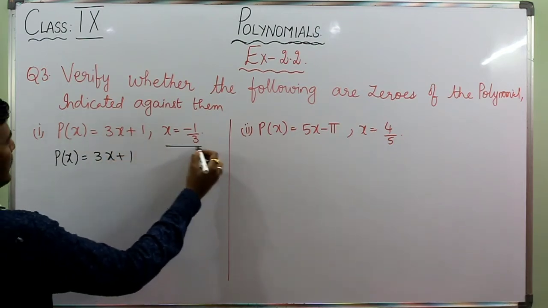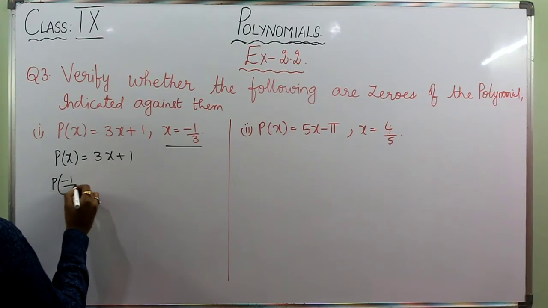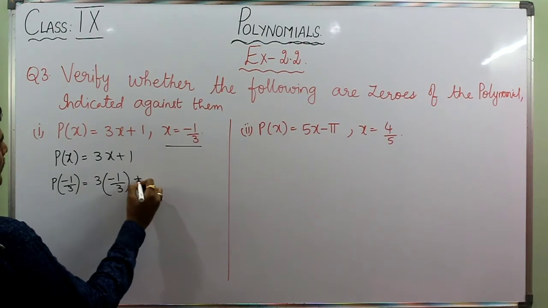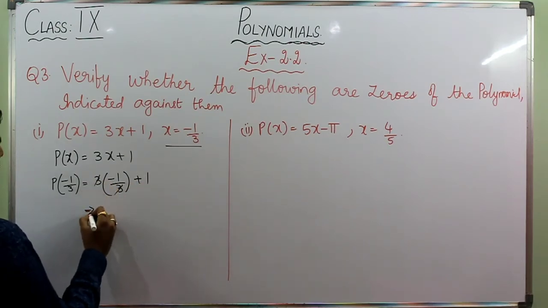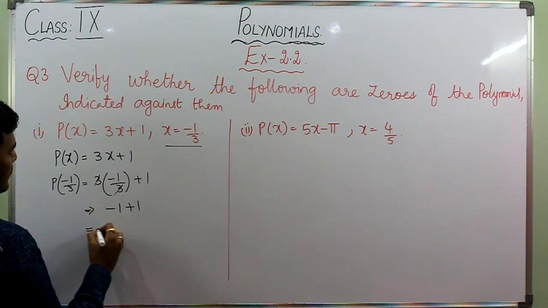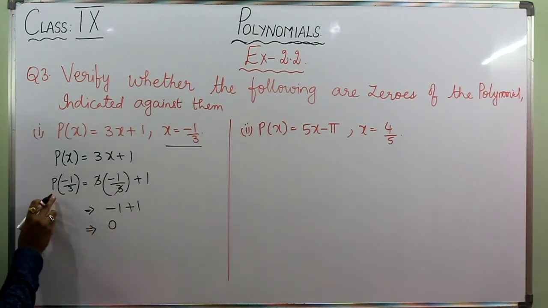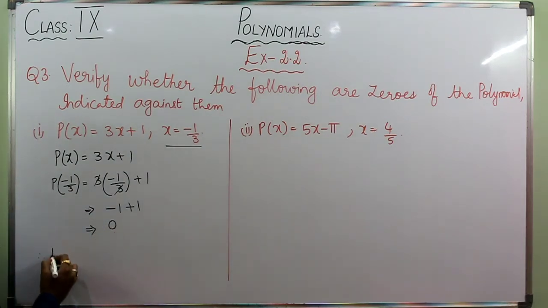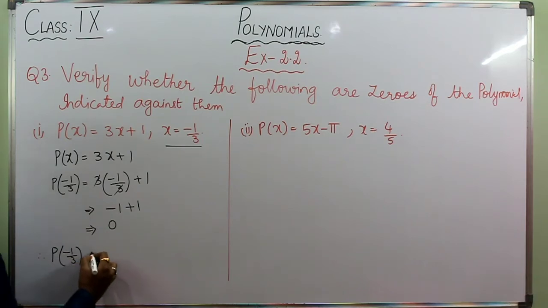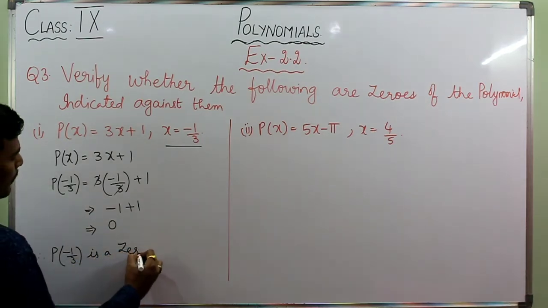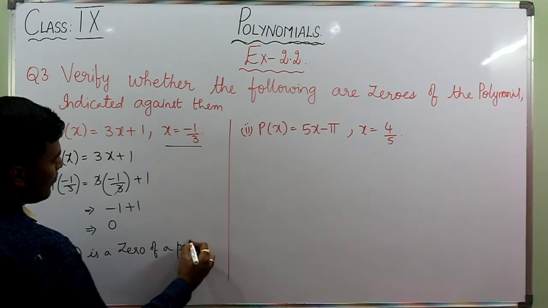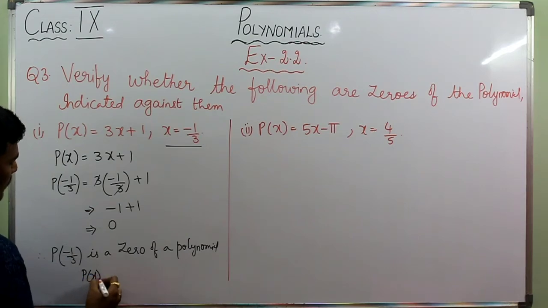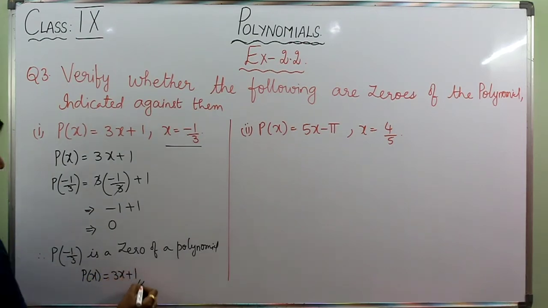Right? What we have to do? x is equal to minus 1 by 3. So replace the value of x with minus 1 by 3. So 3 into minus 1 by 3 plus 1. 3 and 3 get cancelled. We are having minus 1 plus 1, which is equal to 0. So when I am substituting the value of x as minus 1 by 3, I got it as 0. So therefore minus 1 by 3 is a zero of the polynomial p of x is equal to 3x plus 1.